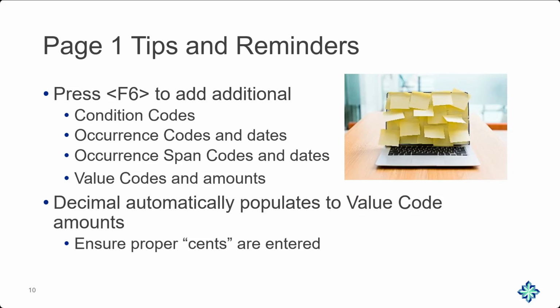It allows space for 10 condition codes, 10 occurrence codes and dates, and 9 value codes and amounts. However, you can enter up to 30 condition codes, 30 occurrence codes and dates, and up to 36 value codes and amounts. So to get to these additional fields, you're going to use your F6 key to access those additional spaces for those fields. Remember, F6 scrolls forward within a page.